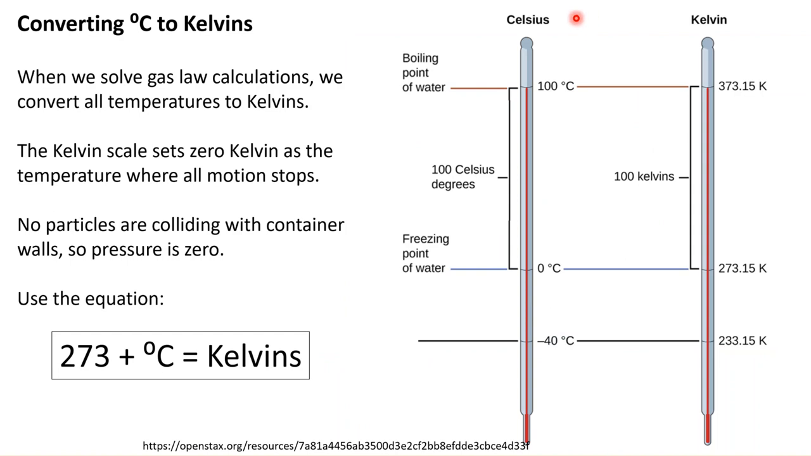Here are two thermometers, one showing Celsius, one showing Kelvin. What I want you to notice is what's different here. There's just an offset of 273, just like it says. The difference between the boiling point of water and the freezing point of water is 100 degrees Celsius, and it's also 100 Kelvin. All we've done is change the temperature scale by 273. Actually, 273.15 to be precise, but we'll be okay with 273.